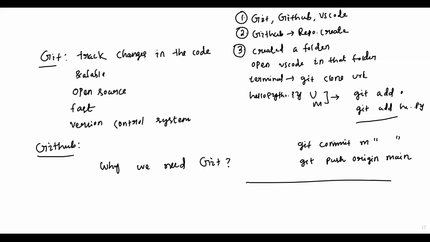How does VS Code connect to GitHub? We are actually pushing. VS Code is just an editor. The main code is git push origin main. This is the command to connect. From Git, we are connecting to GitHub, not through VS Code. VS Code has a Git extension. So when you download VS Code, there's a section where you can install extensions.